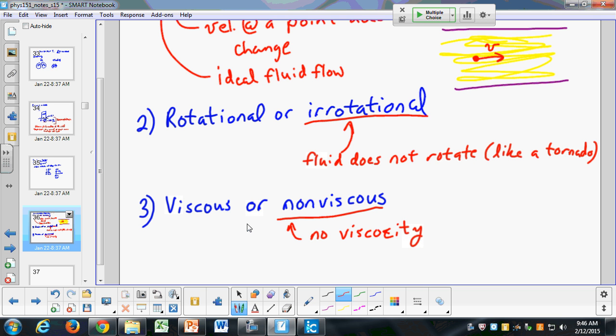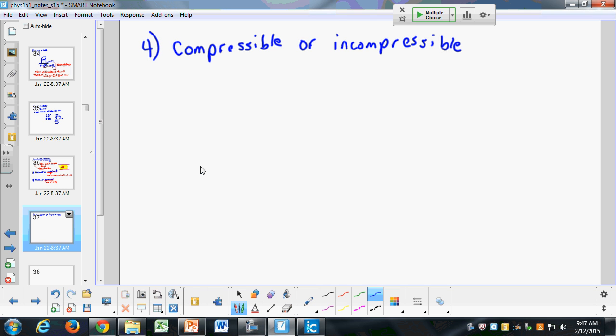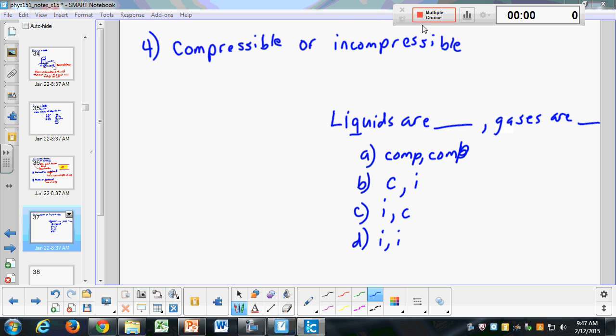And then one more thing, actually two more things, and that is compressible or incompressible. We've already talked about this a little bit. This is number 4. We've already talked about this, so I'm going to ask you a question. Liquids are blank, gases are blank. And your answers here are either going to be A, compressible, compressible, B, compressible, incompressible. I'm going to abbreviate it, okay? C is incompressible, compressible. Or is it D, incompressible, incompressible? So liquids are either compressible or incompressible, and gases are either compressible or incompressible. Which is it? C is compressible, I is incompressible.